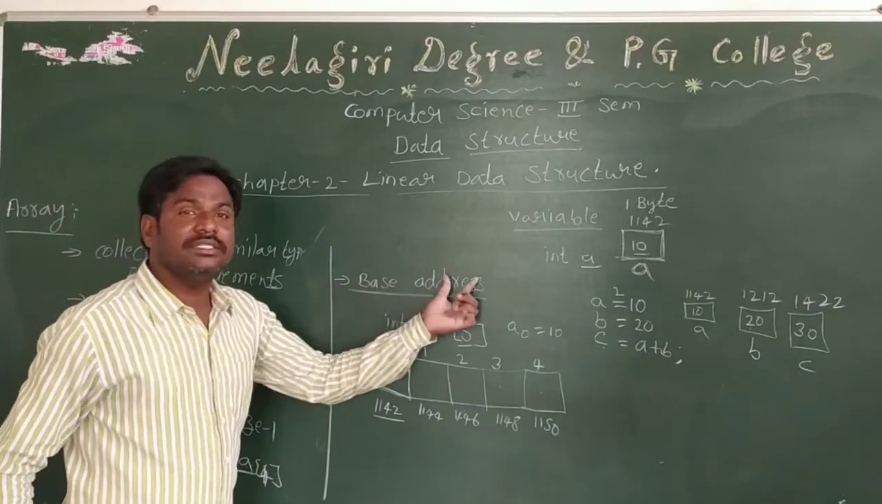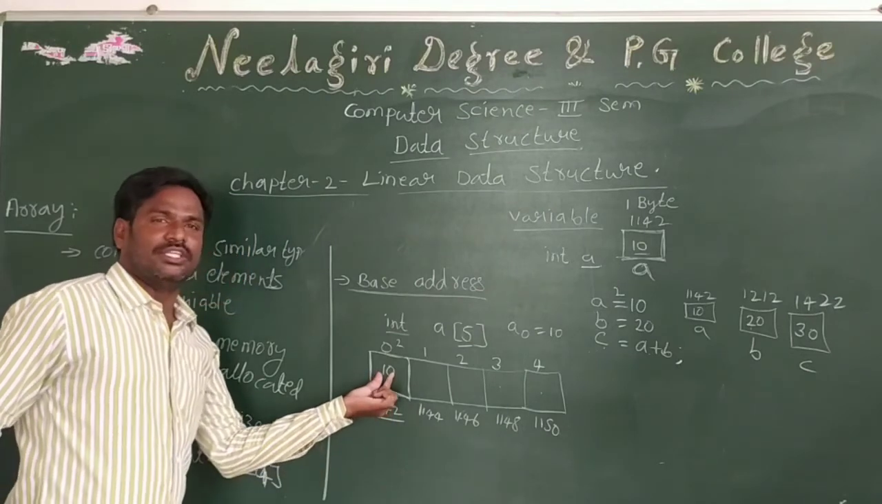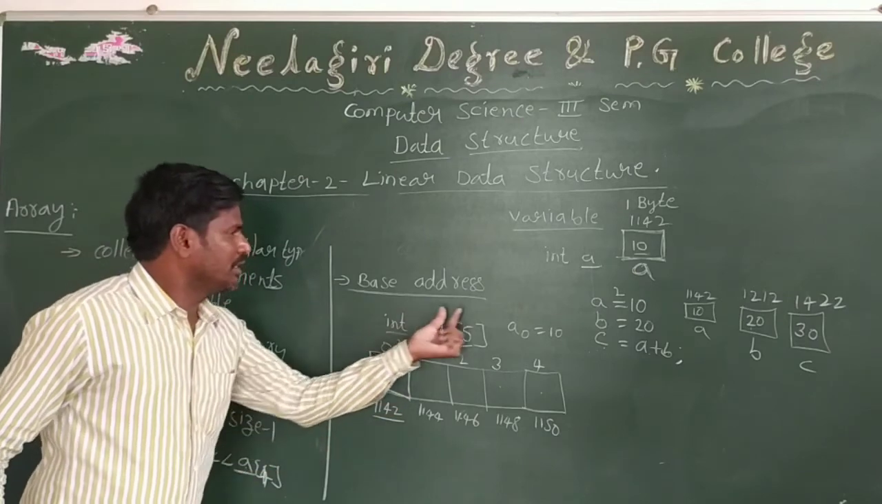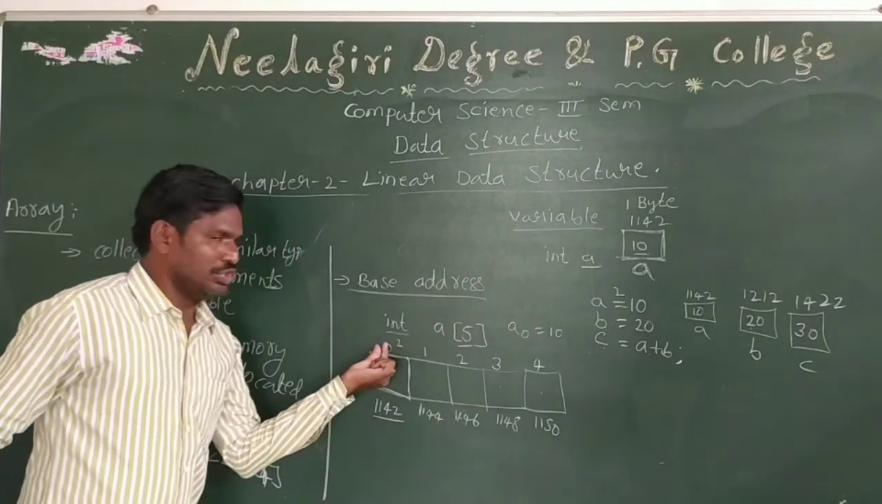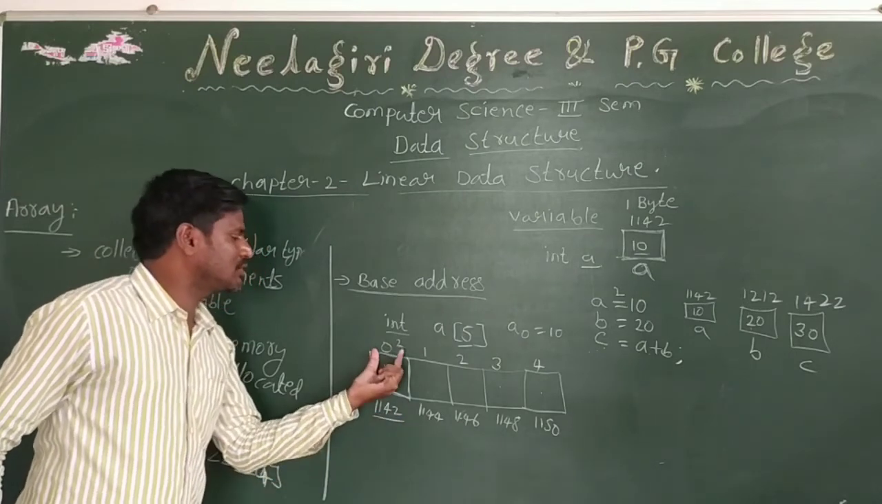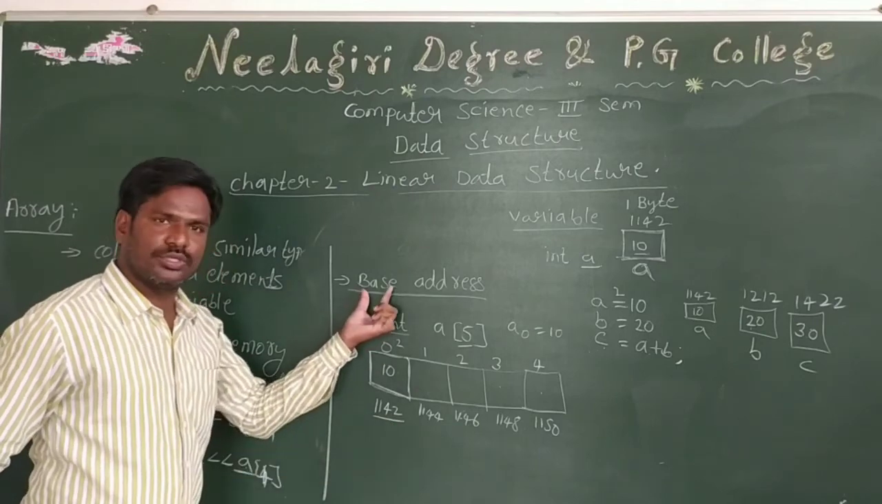Simple. Base address is the address of the first location, the first index of the array. What is the first index of the array? 0. What is the address of the 0? 1142. This is called the base address. This is the most important terminology.